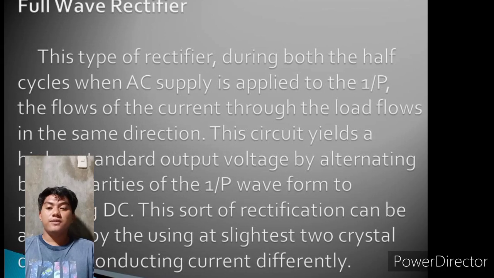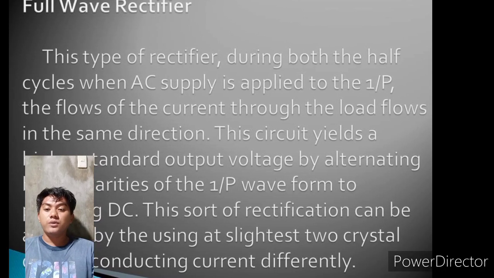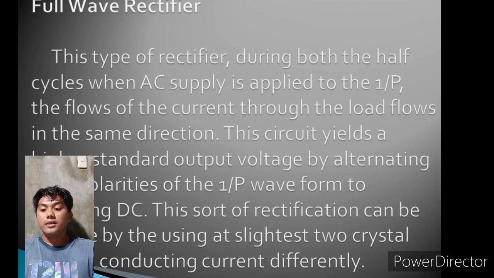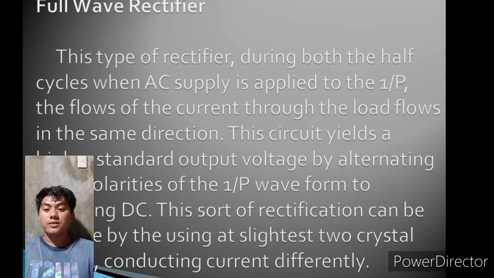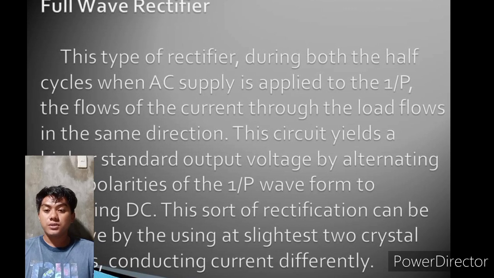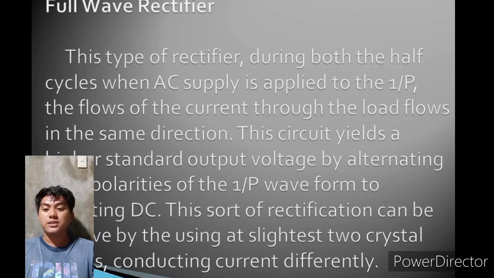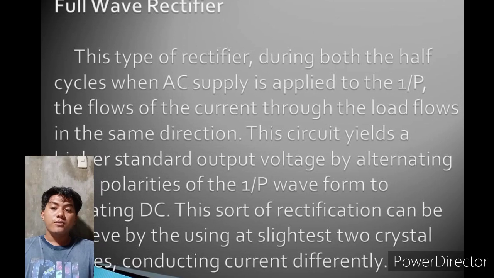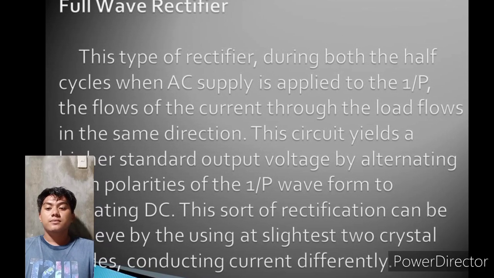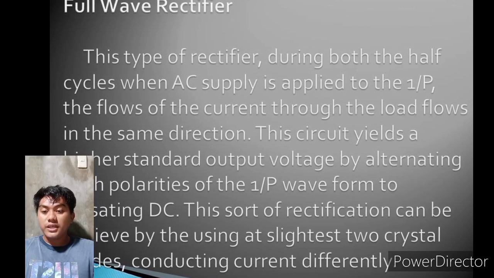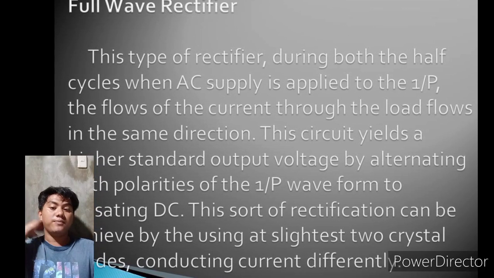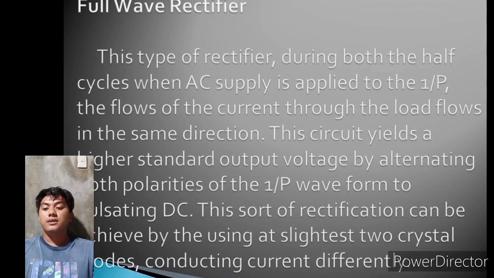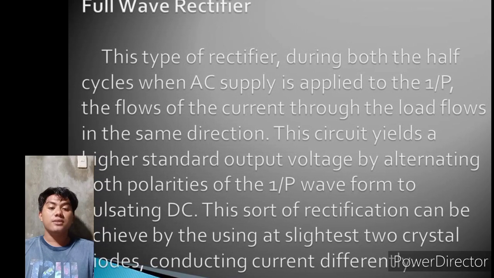Full wave rectifier. This type of rectifier conducts during both half cycles when the AC supply is applied, so pulses of current through the load flow in the same direction. This circuit yields a higher average output voltage while converting both polarities of the AC wave into pulsating DC. This rectifying can be achieved by using two diodes conducting current alternately.